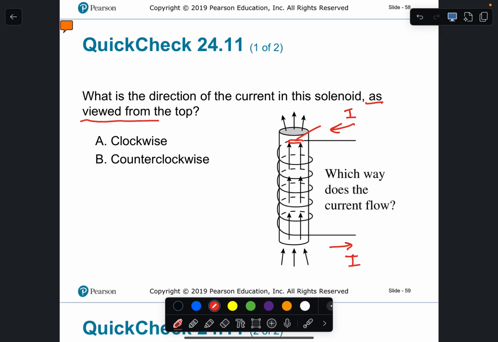As viewed from the top. So if I'm looking down, I have my current coming behind and going forward like this. So to me, that is counterclockwise, right? Looking down. So this is the hardest part, is visualizing that 3D. If you're in organic chemistry and stuff, you probably got really good at that. So counterclockwise, as viewed from the top, right? Because it's going this way. So if you're looking down, that is not how the clock goes.